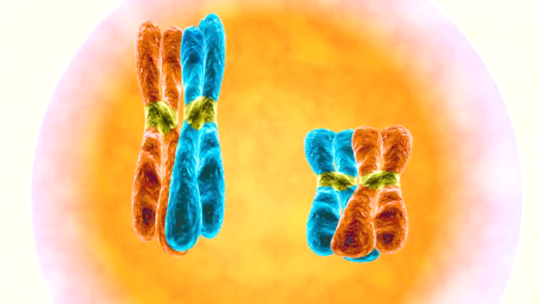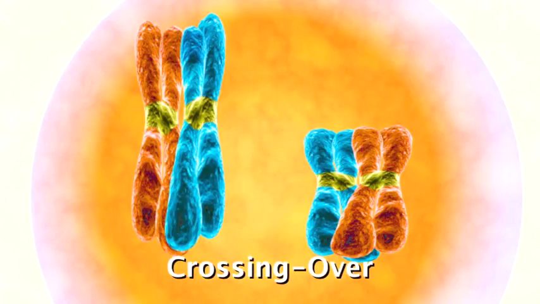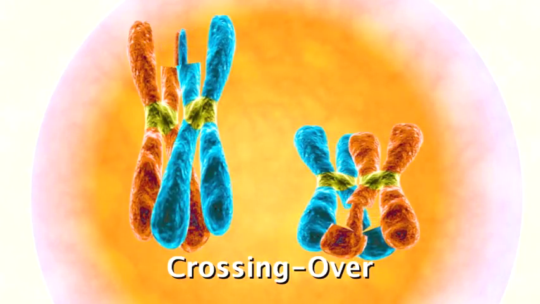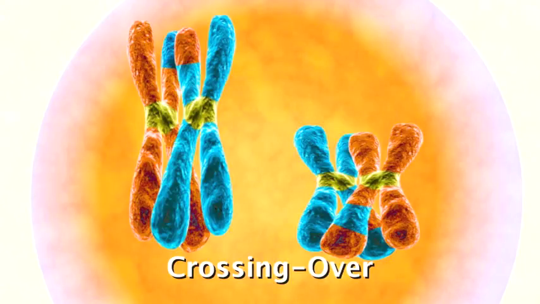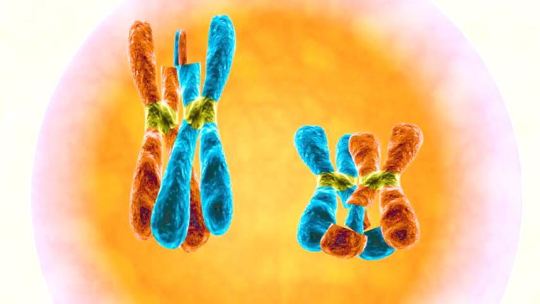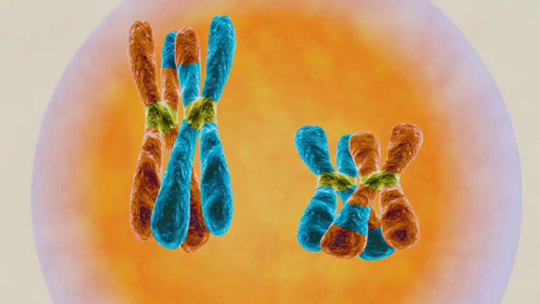It is during synapsis that an important process called crossing over occurs, in which a random exchange of chromosomal material takes place between the maternal and paternal homologous chromosomes. This key event is one of the main things that produces genetic diversity among different offspring of the same parents.